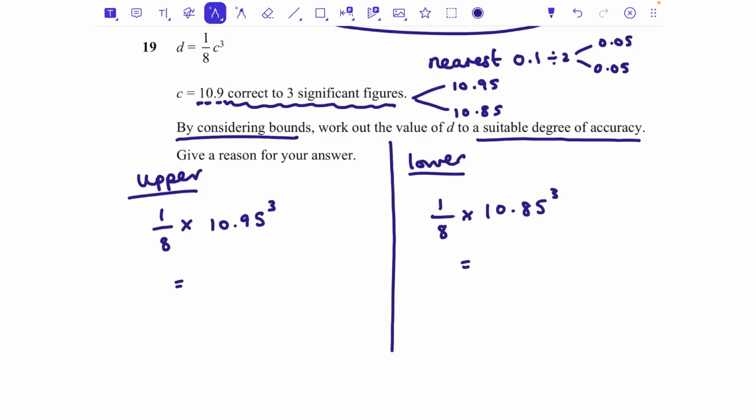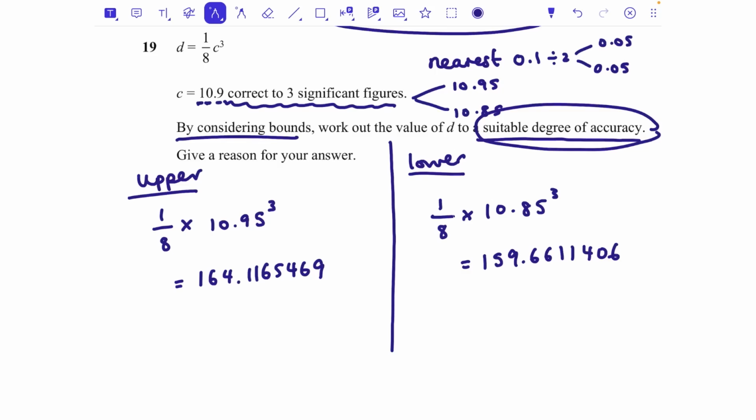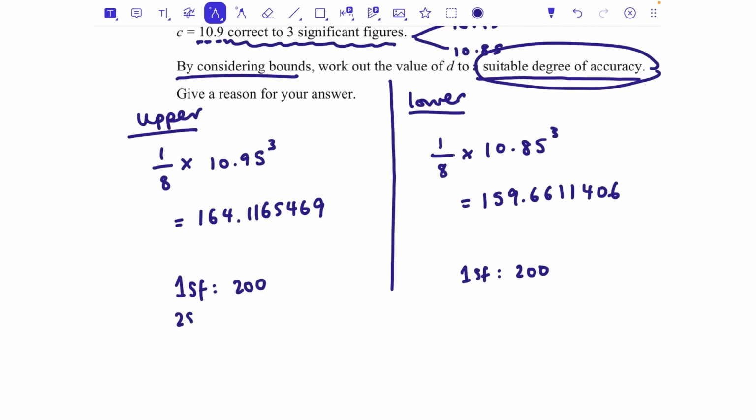Typing both of those in my calculator, these are my 2 answers, and now we need to decide what a suitable degree of accuracy is. Now for this, we're always going to use significant figures. So if I rounded them both to 1 significant figure, they would both round to 200. If I rounded them both to 2 significant figures, this first one would round to 160, and the second one would also round to 160.